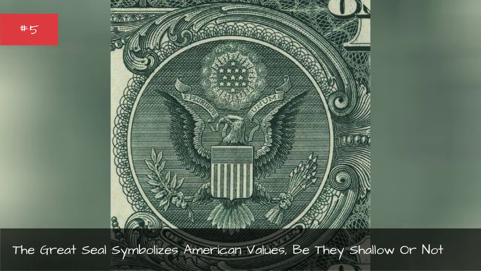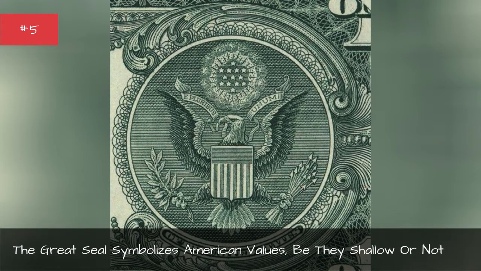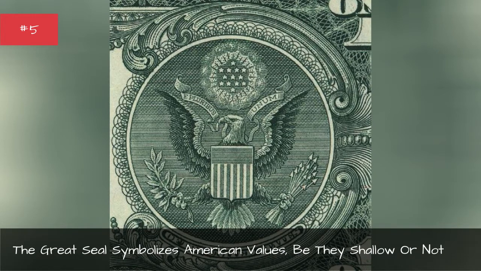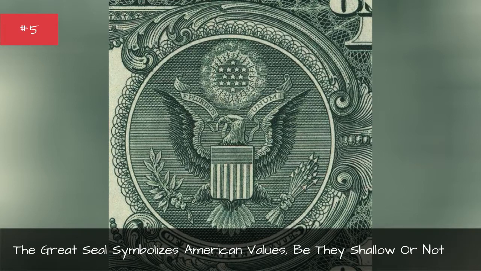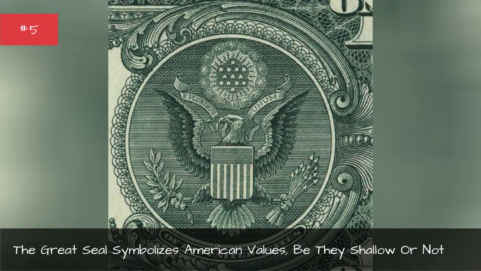In its left talon, the eagle is holding 13 arrows, representing war, and in its right talon, an olive branch to signify peace. The banner above the eagle is a Latin phrase which translates to "out of many, one," while the 13 stars represent a new constellation taking place in the universe. What people really think it means?